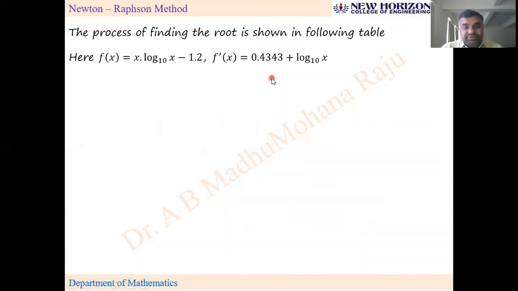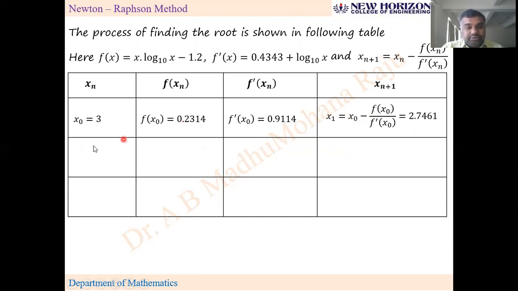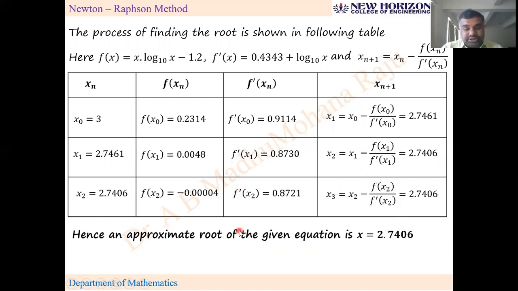F of x, f dash of x, and the formula for xn plus 1. Then xn column, f of xn column, f dash of xn column, xn plus 1 column. x naught is 3, f of x naught, f dash of x naught, x1. List out x1 here, find f of x1 and f dash of x1, and then calculate x2 by using the formula. Then take x2 here, f of x2, f dash of x2, and x3. Both are the same. Hence, you can list out the approximate root as x = 2.7406. Like this, you can proceed with the remaining problems in this method. Okay, thank you. We will see the next topic in the next lecture video.